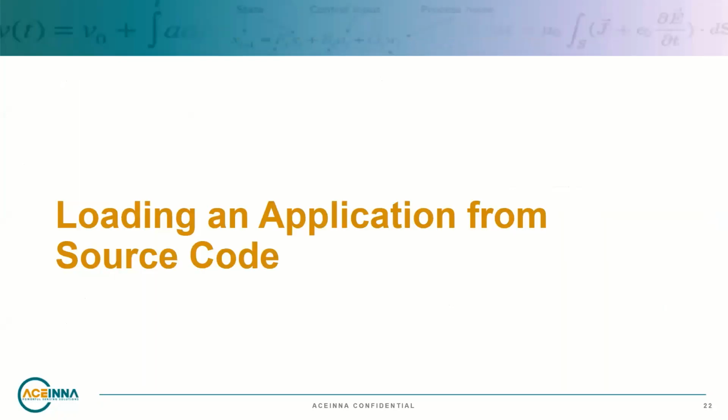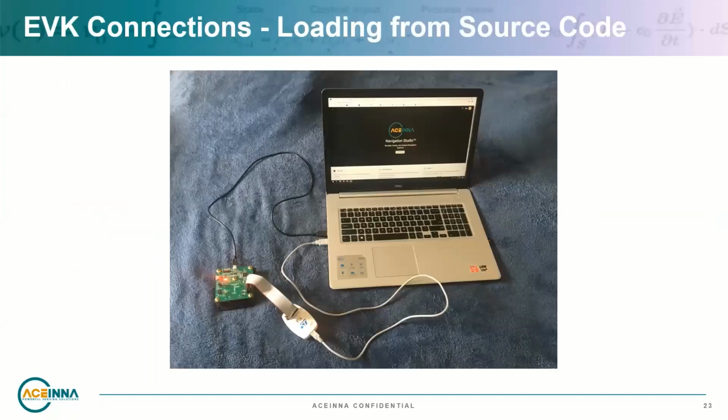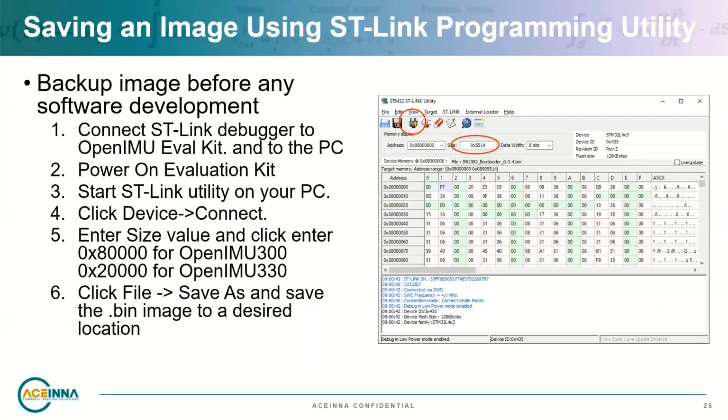Next, I'll show you how to program the IMU from the source code. The connections are the same as previously, but we've added the ST-Link programmer and debugger to the JTAG interface of the evaluation board. Before doing any code development, it is important to save a backup image of the IMU. This is done with the ST-Link programming utility, and there are three main things that are backed up. First, the application, bootloader, and also the calibration data.